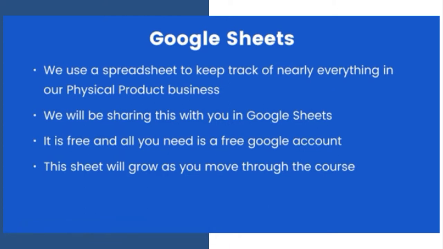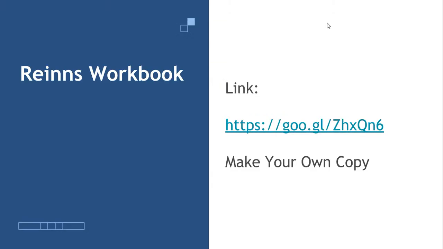Then of course, Google Sheets. We use a spreadsheet which I've developed for you guys, so don't worry, I'm going to share mine with you. Remember to make a copy for yourselves to keep track of nearly everything in our physical product business. We'll be sharing this with you in Google Sheets. Now, it is free, and all you need is a free Google account. This sheet will grow as you move through the course. Okay, so this is the link to your Reinns workbook. So let me open it so you can have a look at how it is.